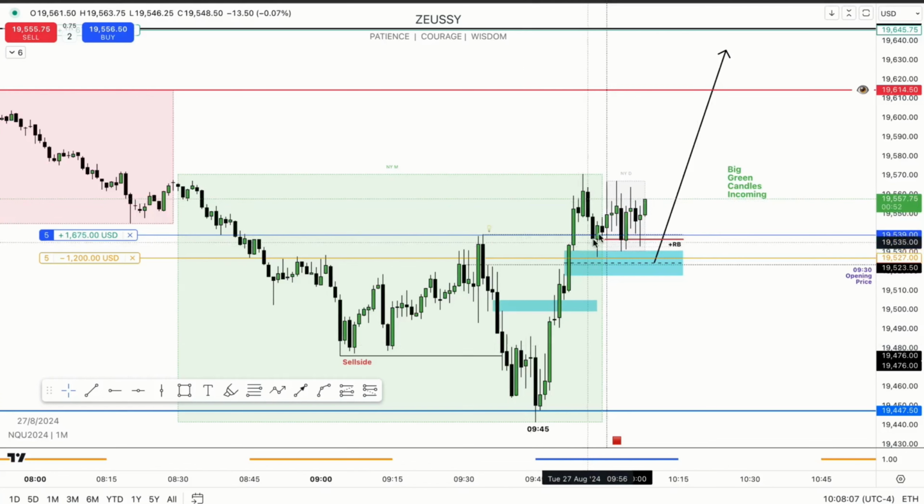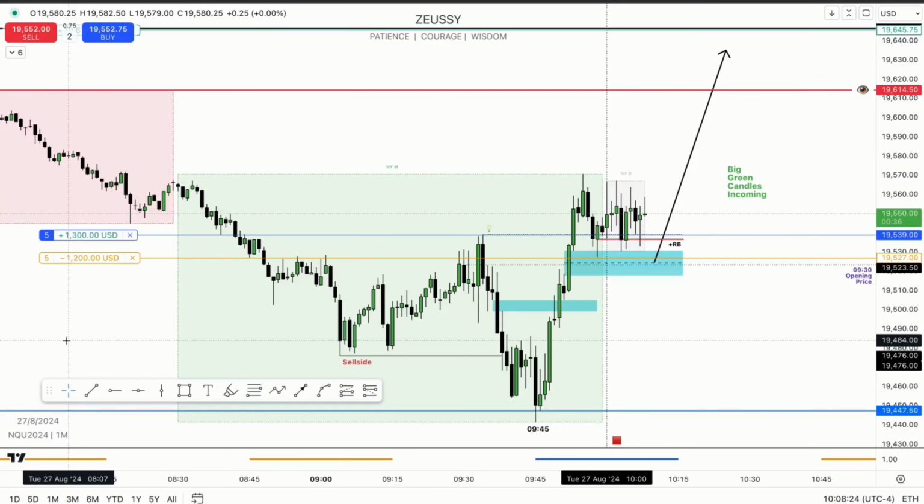Notice how the wick tapped into that bullish rejection block, into that red line, and then immediately rejected it. That right there is a signature that I like to see to confirm that we're in fact going to continue this buy program. Notice how we initially had 3 contracts on, and we were able to pyramid onto that, and now we have 5 contracts long Nasdaq. What follows after consolidation? Expansion.